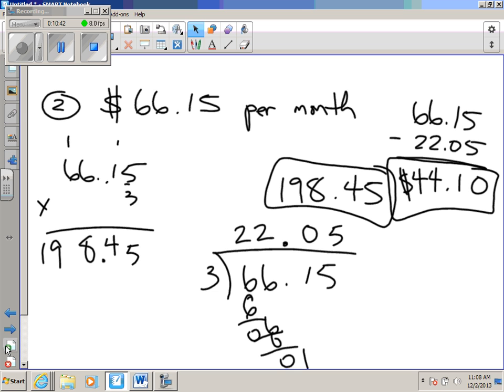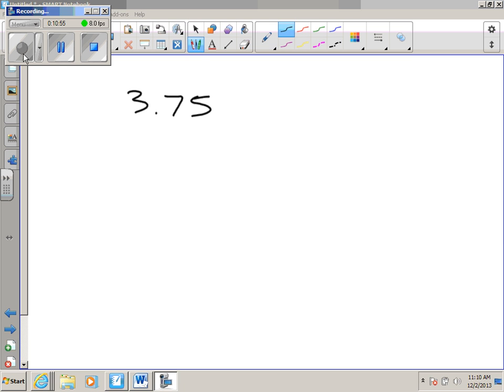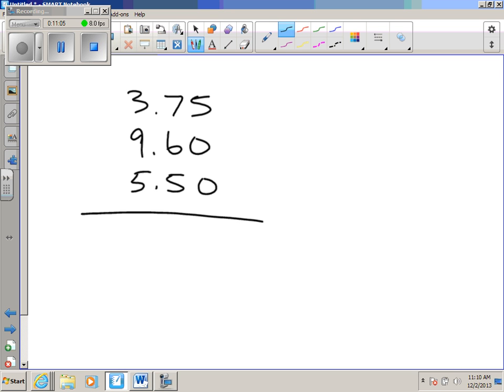Number 3, independent practice. Read it, set it up, and finish it by yourself. It's very similar to number 1. Pay $3.75 for a penny, $9.60 for a nickel, and $5.50 for a dime. How much change should he receive if he paid with a 20?